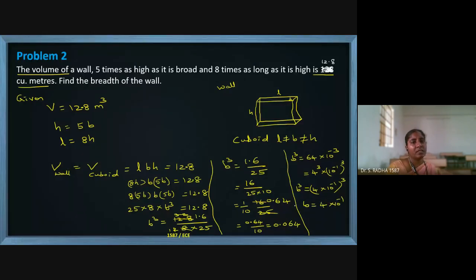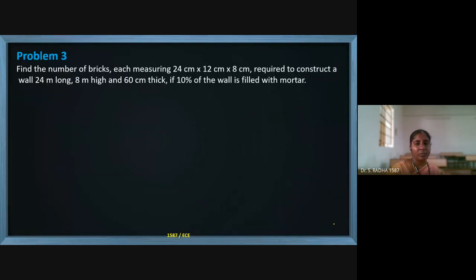You can see the answer is in meter. The value I got is 0.4 meter. If the options' answers are in centimeters, multiply with 100. 1 meter equals 100 centimeter. So it is 0.4 meters, otherwise 40 centimeter. Okay, now I am going to the next problem.